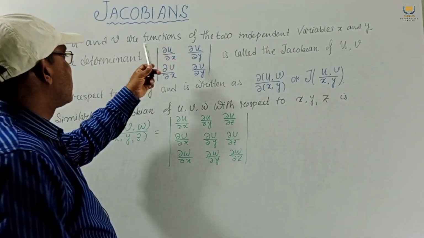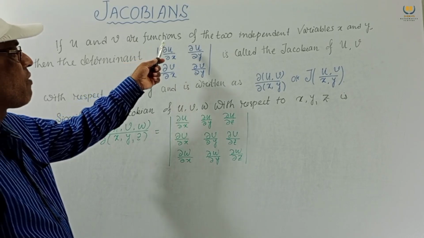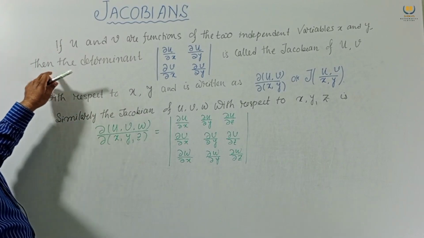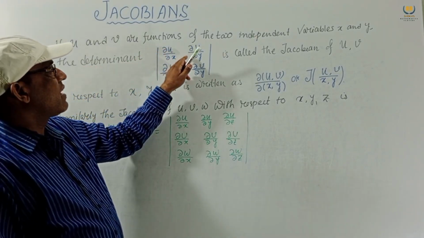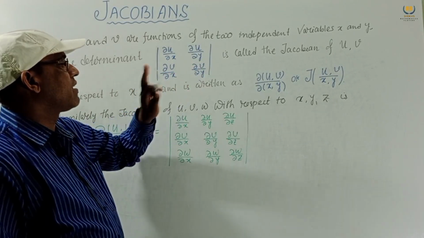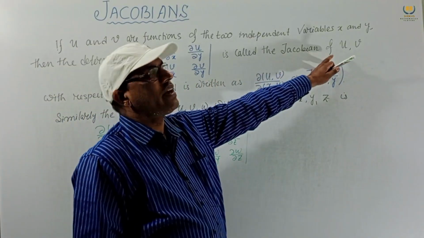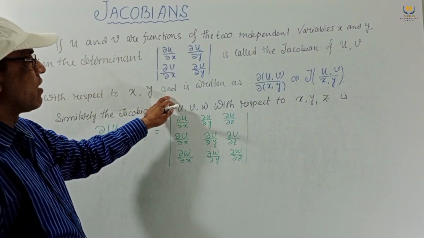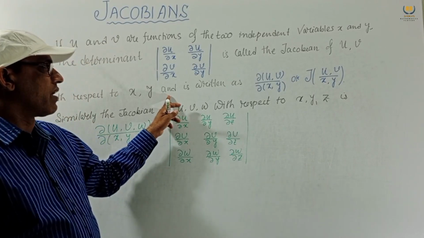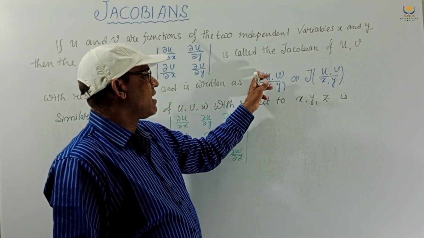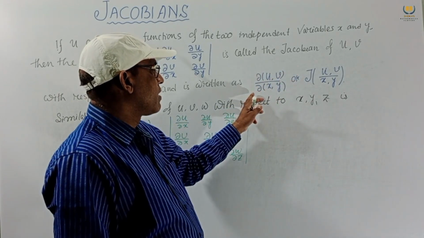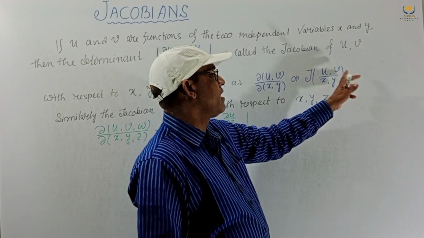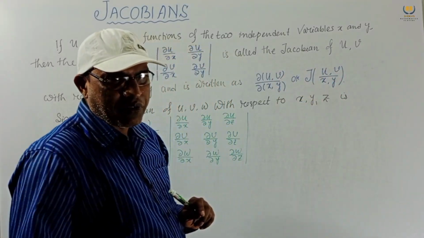So the definition is this: if u and v are functions of two independent variables x and y, then the determinant del u del x, del u del y, del v del x, del v del y is called the Jacobian of u, v with respect to x and y. It is written as del(u,v) divided by del(x,y), or J(u,v; x,y). This is our symbolic form.